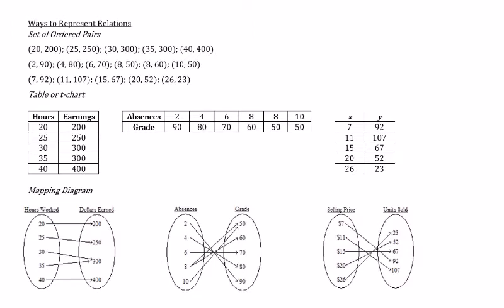And then I have one that's selling price and units sold. So if you're in a business, what price are you marketing an item at versus how many units of that item are you selling, right? And there's a relationship there. And there's all kinds of things. You can talk about sports, you can talk about weather, anything really. The possibilities are pretty much endless in terms of where you can find relations in the real world.